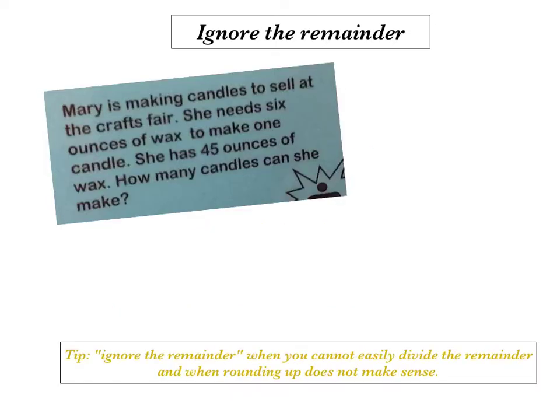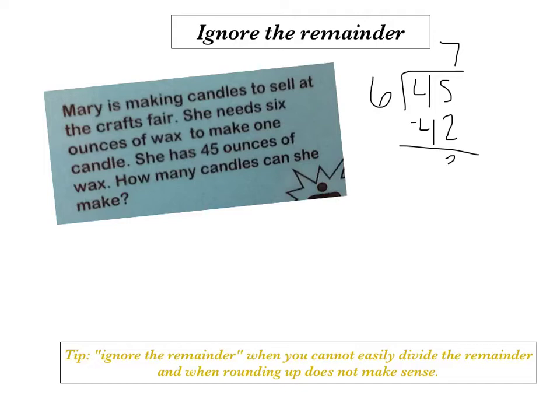We're going to look at an example of when you're going to ignore the remainder. It says Mary is making candles to sell at the crafts fair. She needs 6 ounces of wax to make 1 candle. She has 45 ounces of wax. How many candles can she make? So to do this, we've got 45 divided by 6, because she needs 6 ounces of wax to make 1 candle. How many times can 6 go into 45? 7 times. 6 times 7 is 42.